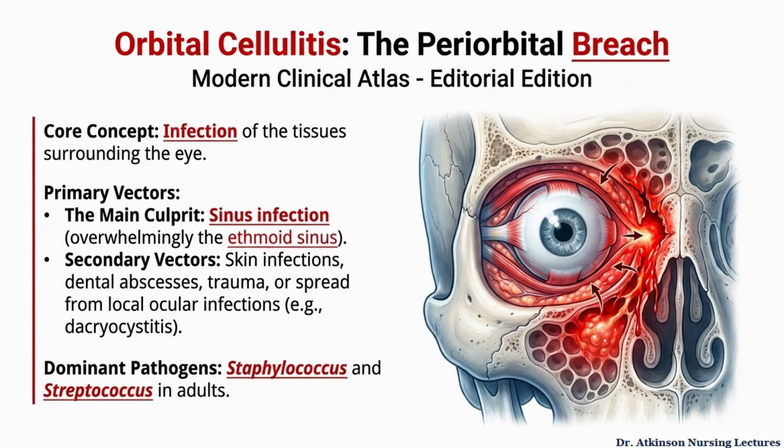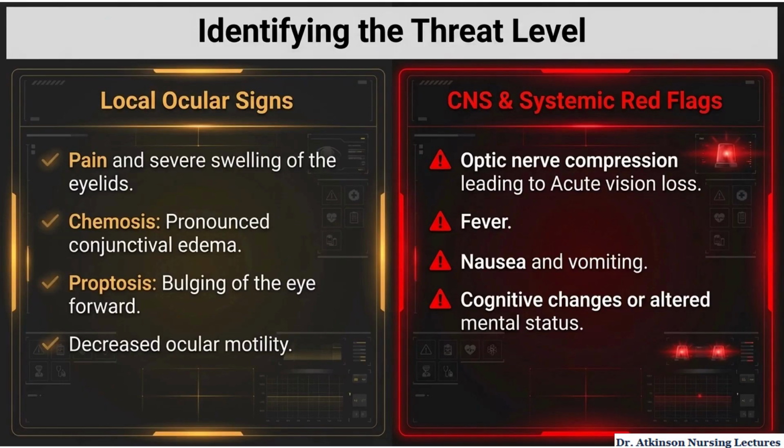The dominant organisms in adults are Staphylococcus and Streptococcus. This is a condition that can escalate from a sinus infection to a life-threatening intracranial emergency rapidly. And your recognition of the warning signs is what triggers the intervention that prevents that escalation. Know these two categories of signs and what they mean.